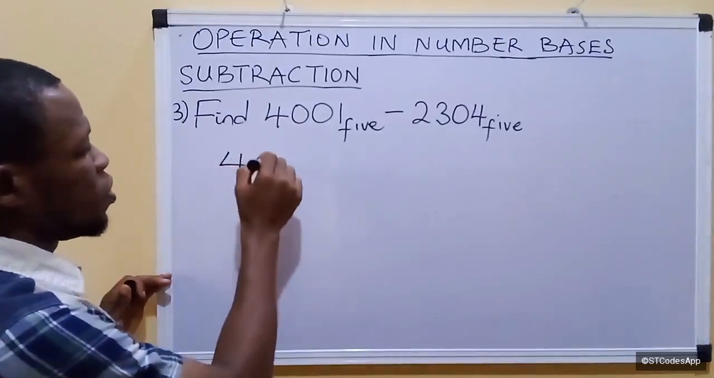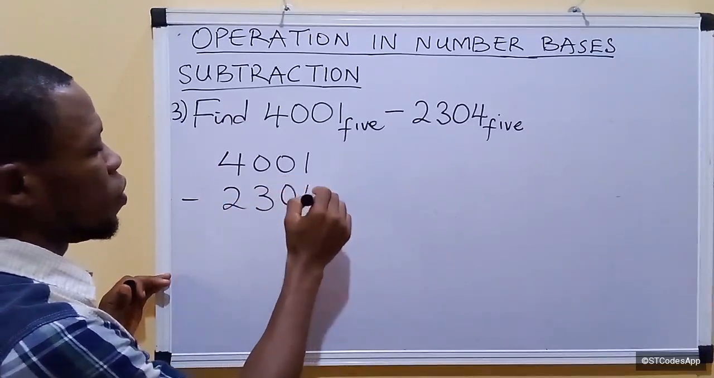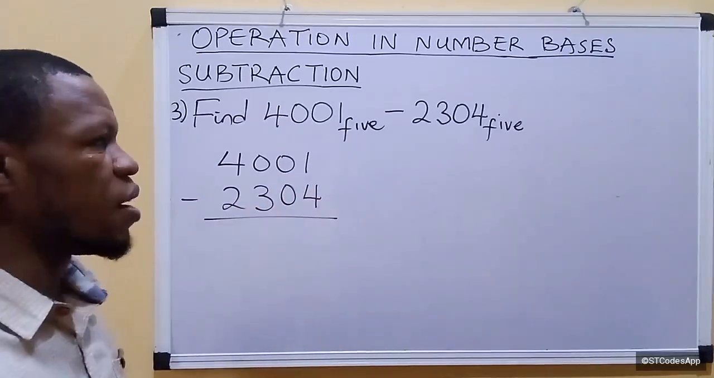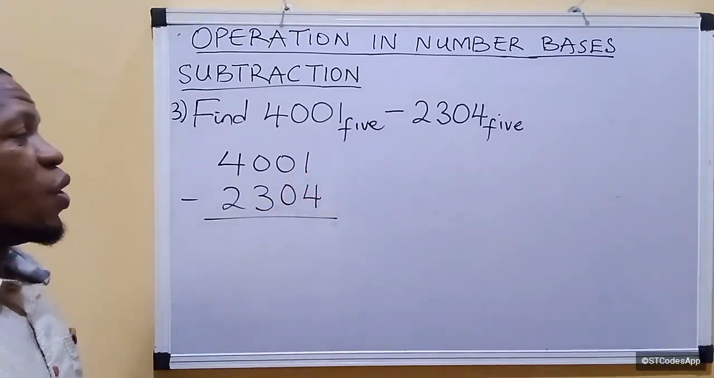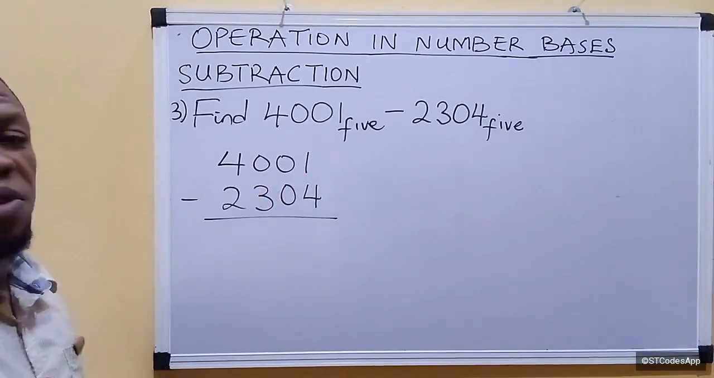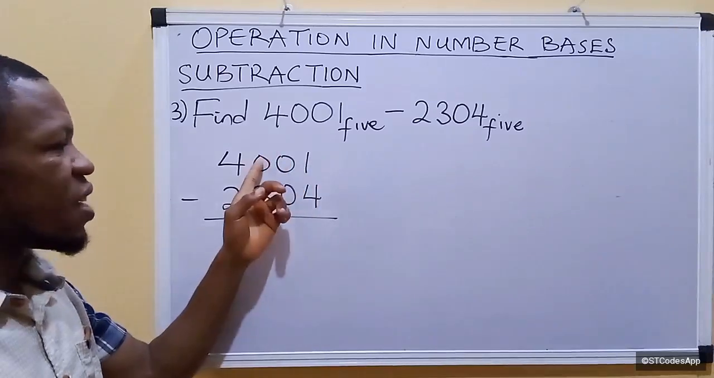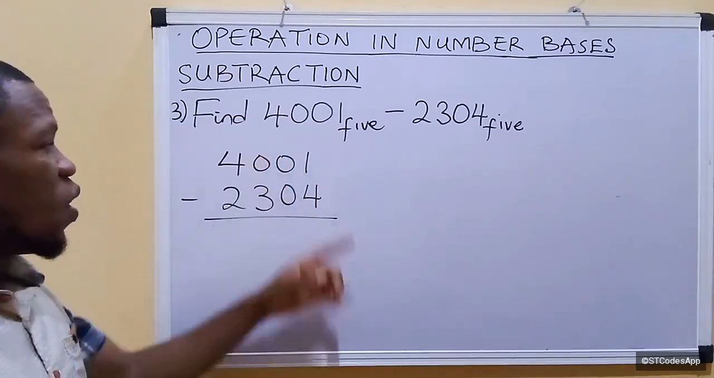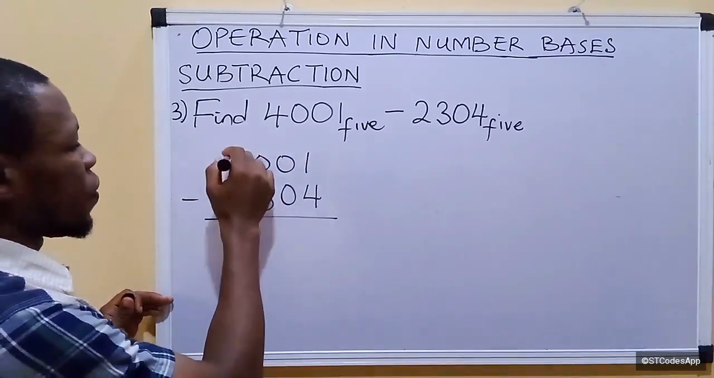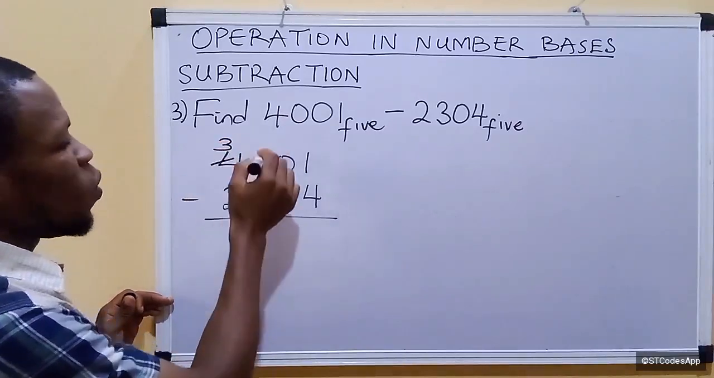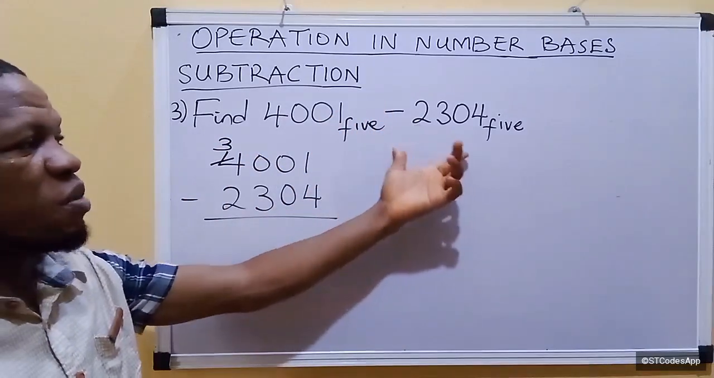Here we have 4001 minus 2304, all in base 5. Now we have 1 minus 4. Since that is not possible, we go over to borrow from the next place value. The next place value is 0, we cannot borrow from there. We move to the next, this is as well 0, we cannot borrow from there. We move to the next place value, which is 4. Now when we borrow 1 from 4, we are left with 3, and that one comes over here as 5. Why? Because we are doing a subtraction in base 5.